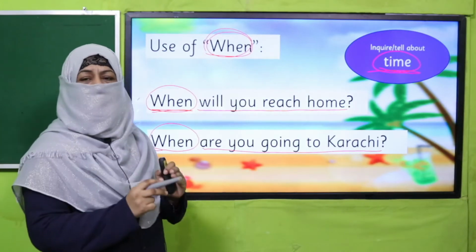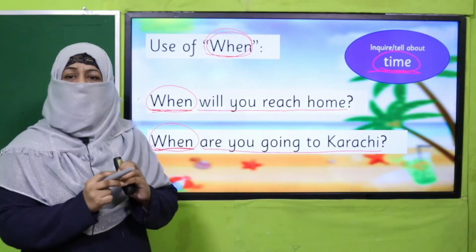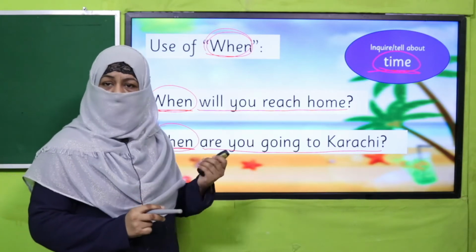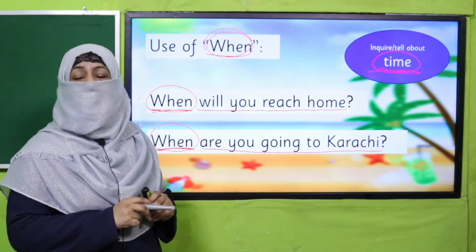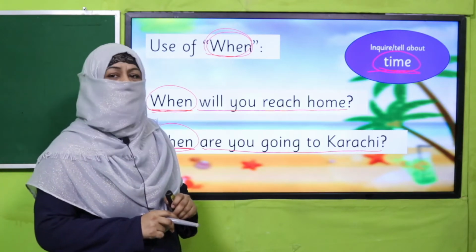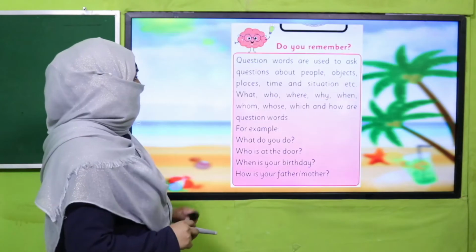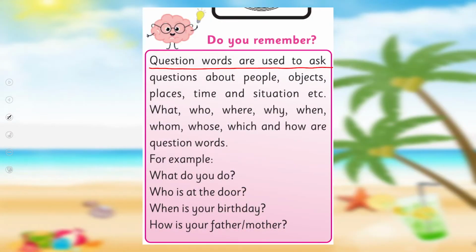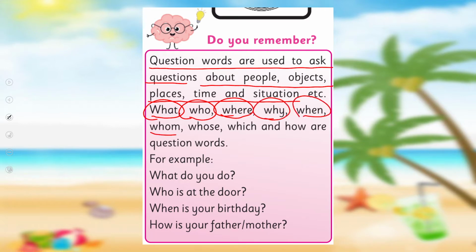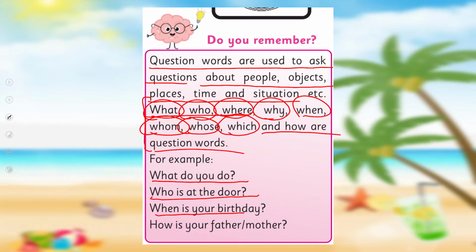All right, this is how, beta, the function of every question word is different, and by looking at the question word we should identify what the question is asking about and we should answer accordingly, right? So this is what your book is saying. Question words are used to ask questions about people, objects, places, time and situation. What, who, where, why, when, whom, whose, which and how, all are question words, but this time our focus is just a few of them. What do you do? Who is at the door? When is your birthday? And how is your father or mother?